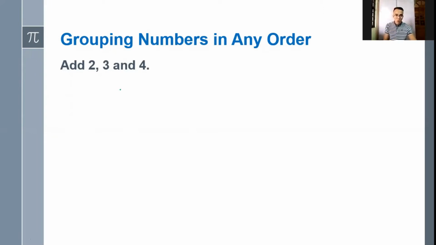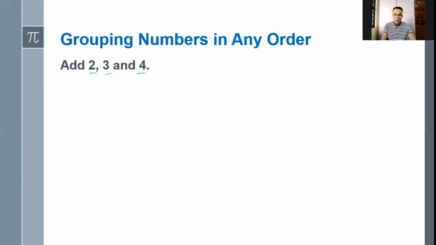Add 2, 3, and 4. How do we add three numbers? Remember, when you were in grade 1, I told you that when adding three numbers, you have to add two numbers first and then add the result to the remaining number, and that's it.